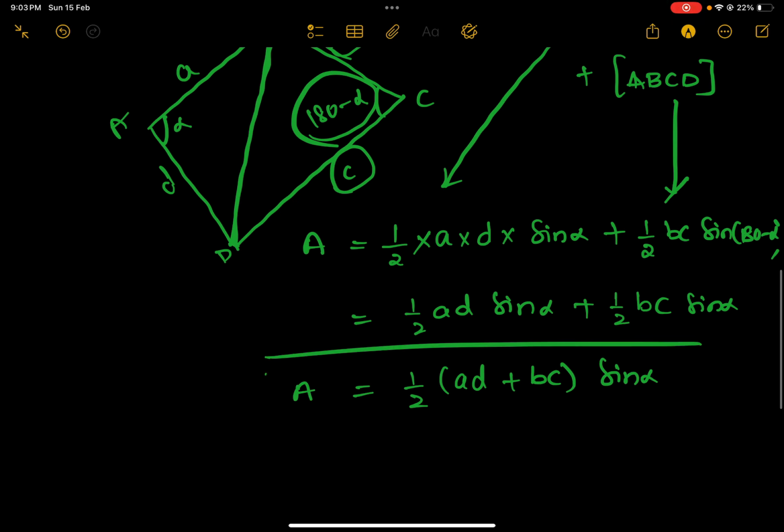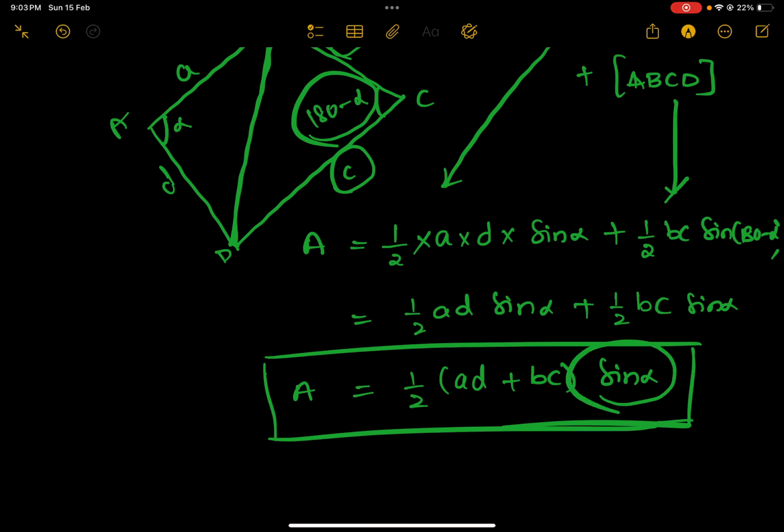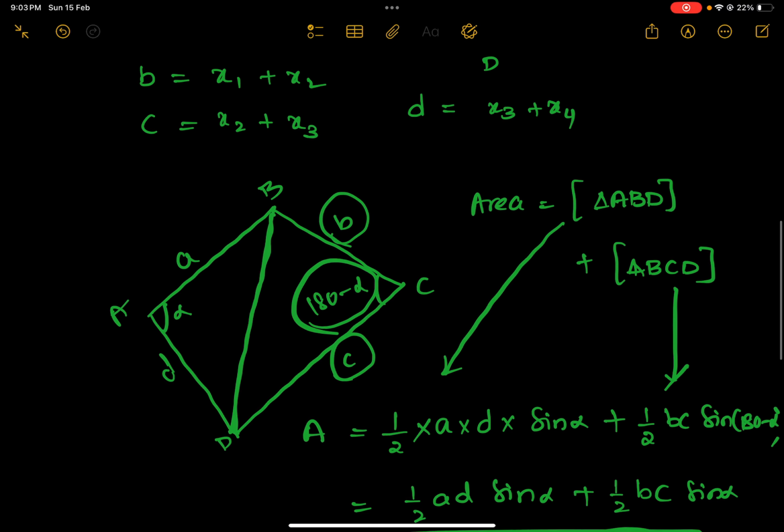So this is your area of the quadrilateral, but we still have this particular sine alpha term. So we have to somehow eliminate that. Okay, let us see how that can be done.